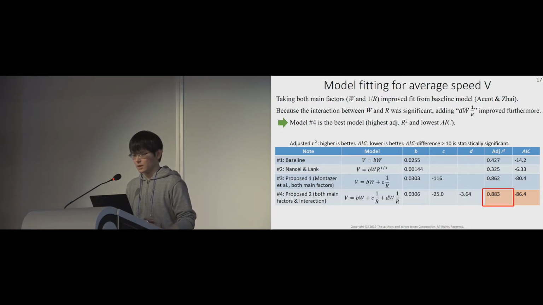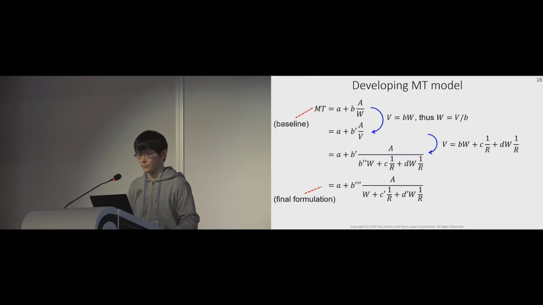And last, adding the interaction factor improved the model fitness furthermore, because this interaction factor was significant. So this is the best model to predict the average movement speed. Next, we integrate this new speed model into the movement time model. This slide shows the procedure of the integration.